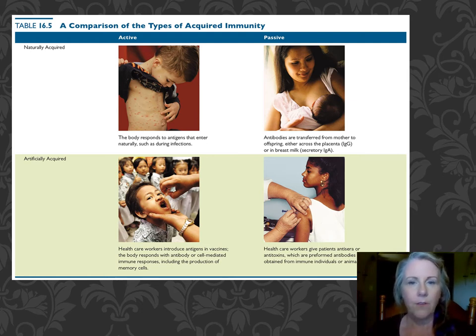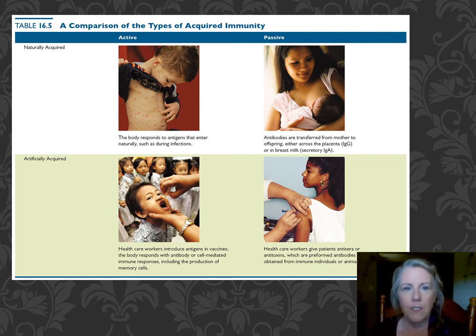But for each of those, you can have two versions. You can have active or passive. Where I want you to look is at the top left for naturally acquired and active. Naturally acquired and active, what happens there is that you're naturally exposed to a pathogen, and as a result, your immune system responds by creating memory cells and antibodies. You get cell-mediated immunity and or antibody-mediated immunity.